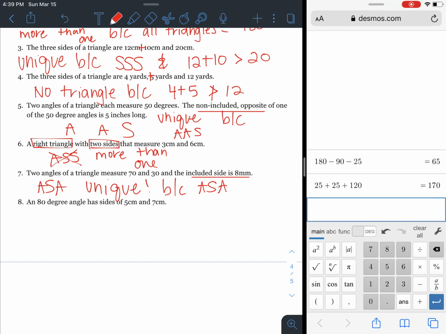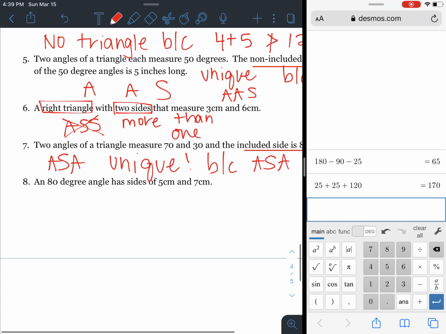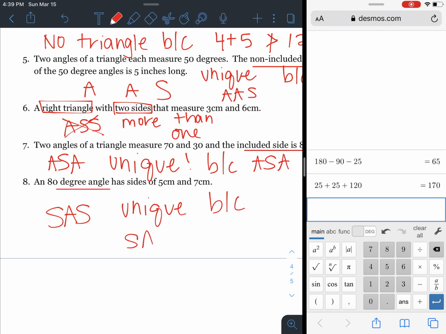Last one, an 80-degree angle has sides of 5 centimeters and 7 centimeters. So since the angle has both those sides, it would be side, angle, side. So unique because side, angle, side. Remember, we can have SAS, but we can't have SSA, so that's the difference.